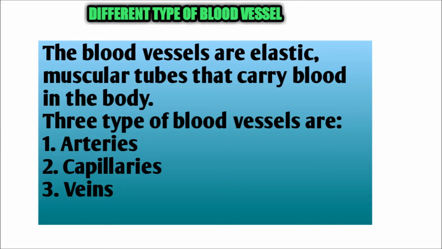What type of channel are they? The blood vessels are elastic muscular tubes that carry the blood in the body. Elastic means very flexible, so contraction and expansion can take place inside the blood vessels when the blood flows to different parts of our body. That is the elastic characteristic we observe in our blood vessels. Obviously they are made up of muscular fibers, which is the reason for this behavior, and these are the three blood vessels.